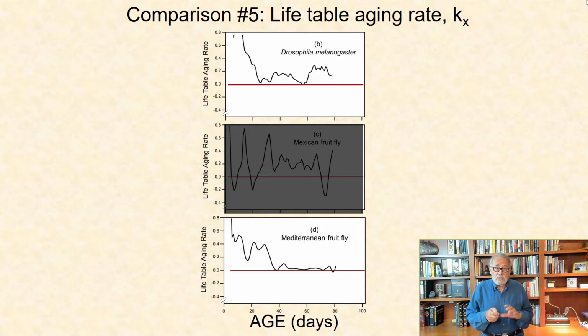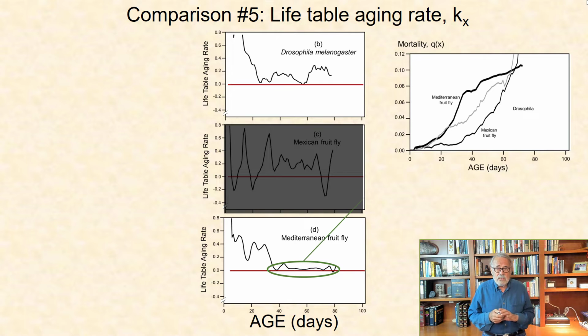Changes in mortality in the early ages from adult emergence to about 30 to 40 days for both species was positive, but decreasing. After around 40 days in both of these species, the change was substantially reduced, showing a pattern of mortality leveling off, especially for the Mediterranean fruit fly.